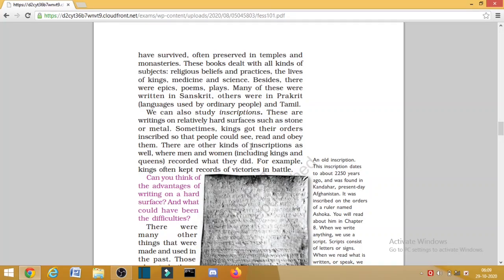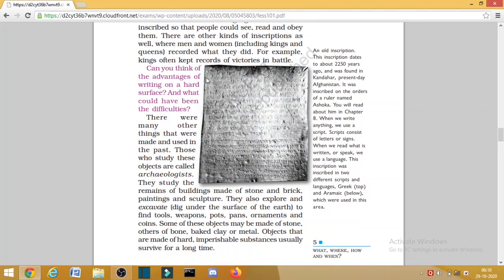There are other kinds of inscriptions as well, where men and women, including kings and queens, recorded what they did, what work they have done, when they succeeded in a battle. For example, kings often kept records of victories in battle. Victories means success in battle. These records are kept here.